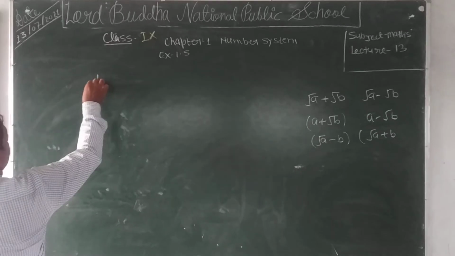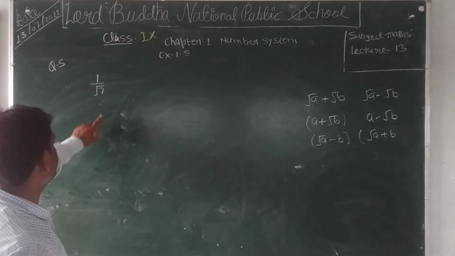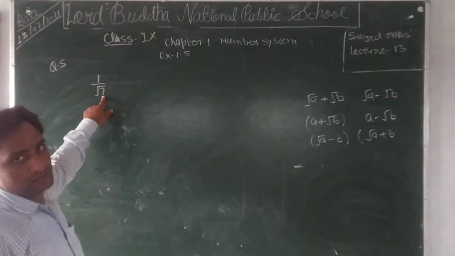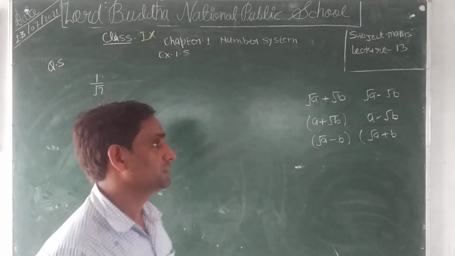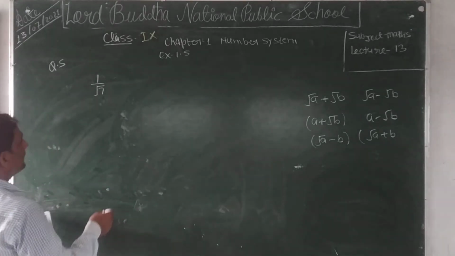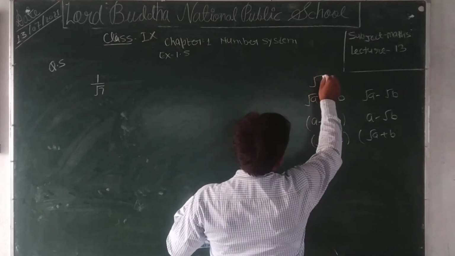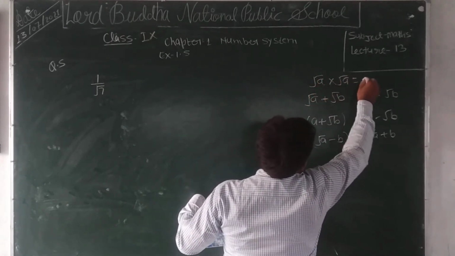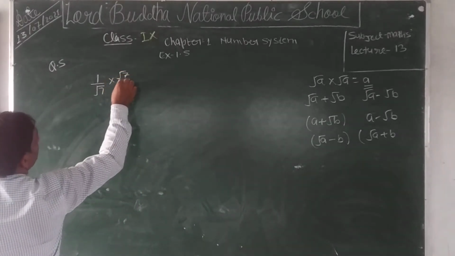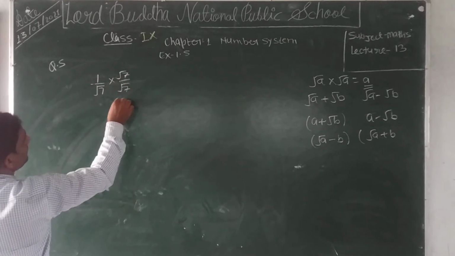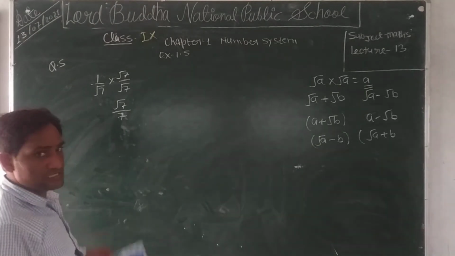For example, question number 5 first. Here we see that the denominator of this number is irrational and we have to convert it into rational form. Hence, we have to multiply it by the same number, because we know that root a into root a equals a, which is a rational number. Hence, we multiply it by root 7 upon root 7. Root 7 into root 7 means 7. Here 7 is a rational number.